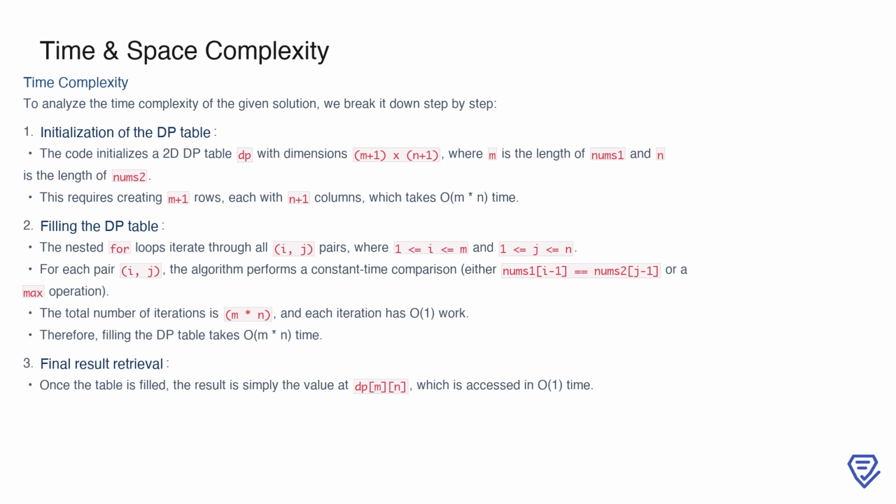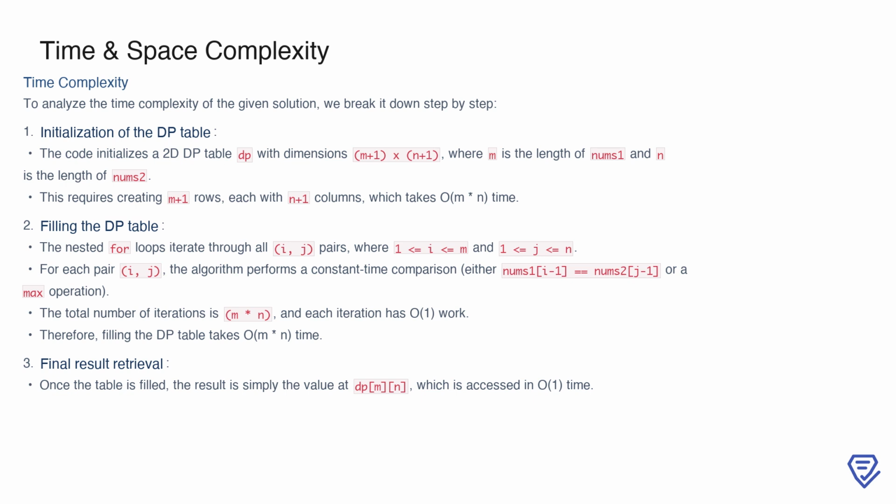This is done using nested for loops that iterate through all possible i, j pairs, where 1 <= i <= m and 1 <= j <= n. For each pair, the solution performs either a constant time comparison or a max operation, both of which take O(1) time. Since there are m*n iterations in total, this step also takes O(m*n) time.